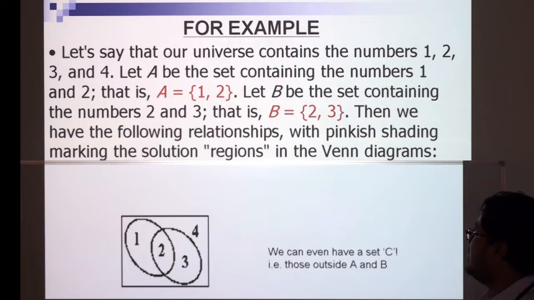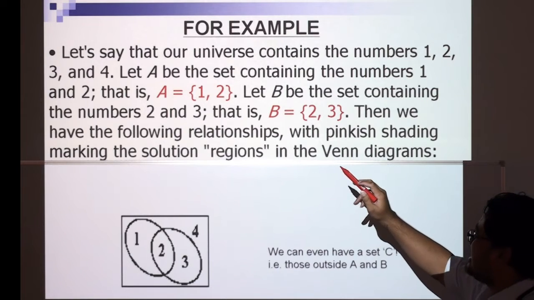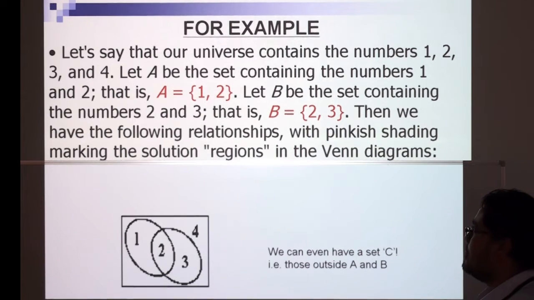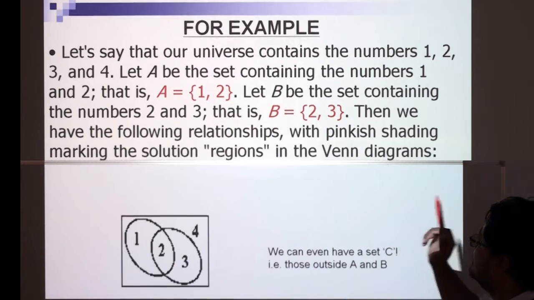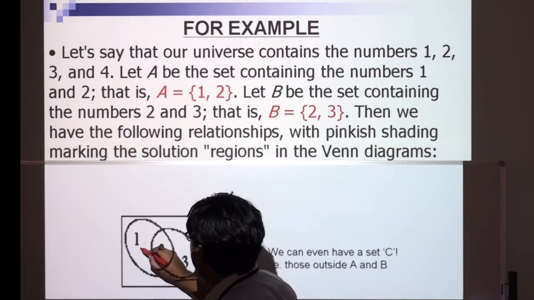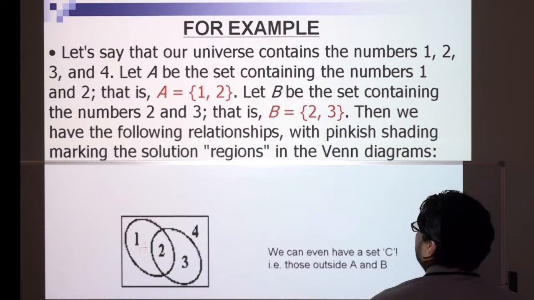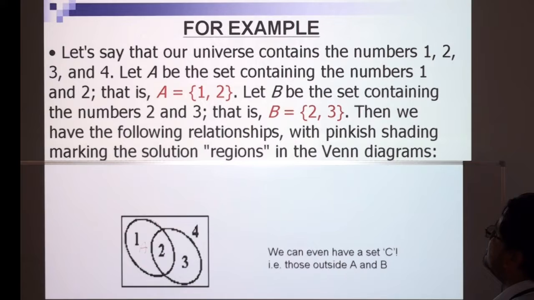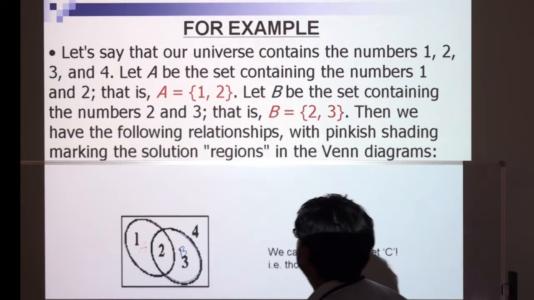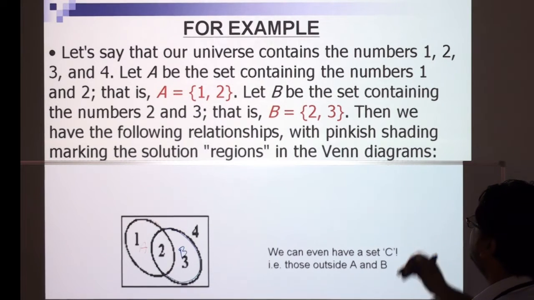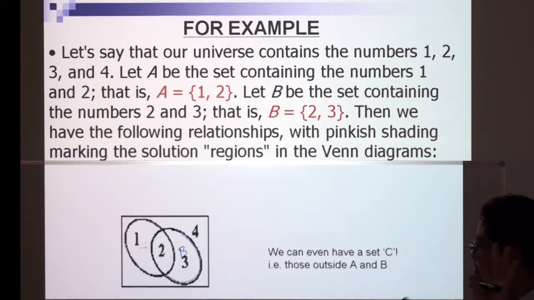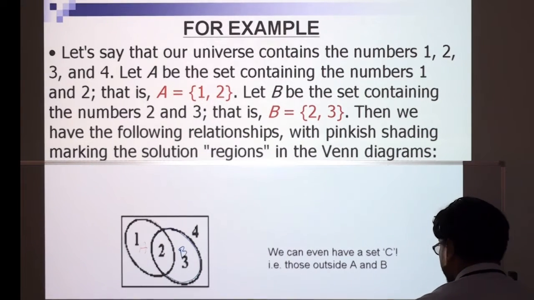Okay, let's move on. Now, here's an example. Let's say that our universe contains the numbers 1, 2, 3, and 4. Let A be the set containing the numbers 1 and 2. So this circle will be A. Let B be the set containing the numbers 2 and 3. That would be B. Then we have the following relationships, with pinkish shading marking the solution regions in the Venn diagrams. The Venn diagram is coming up, but firstly, let me show you here.